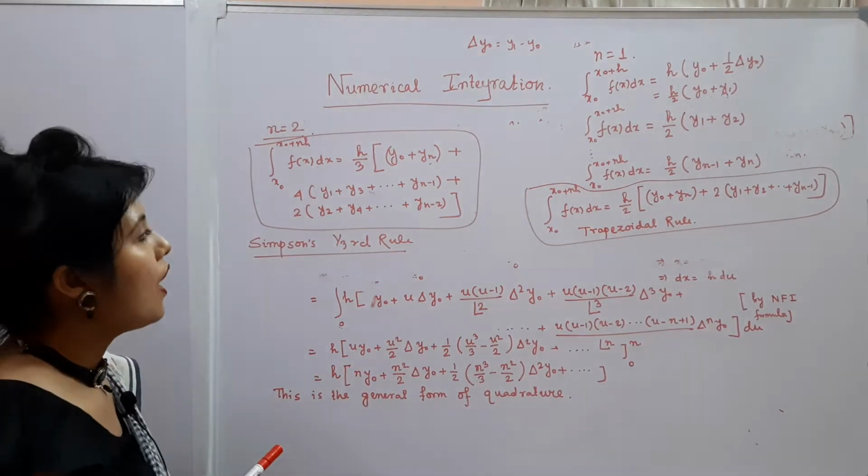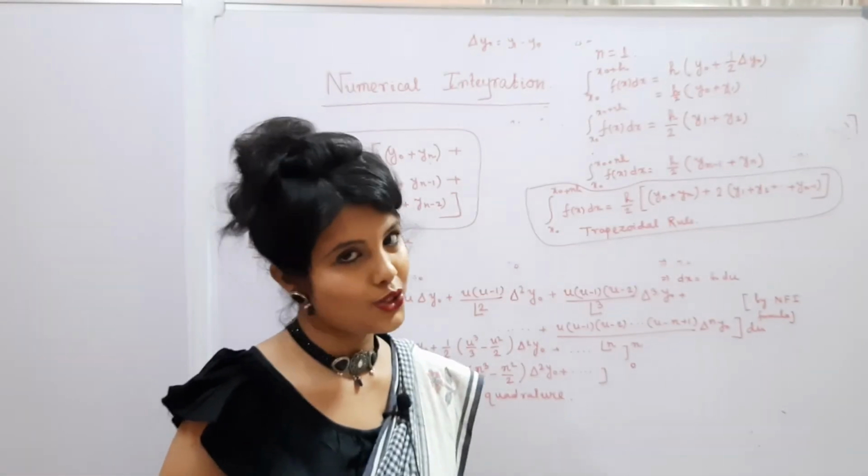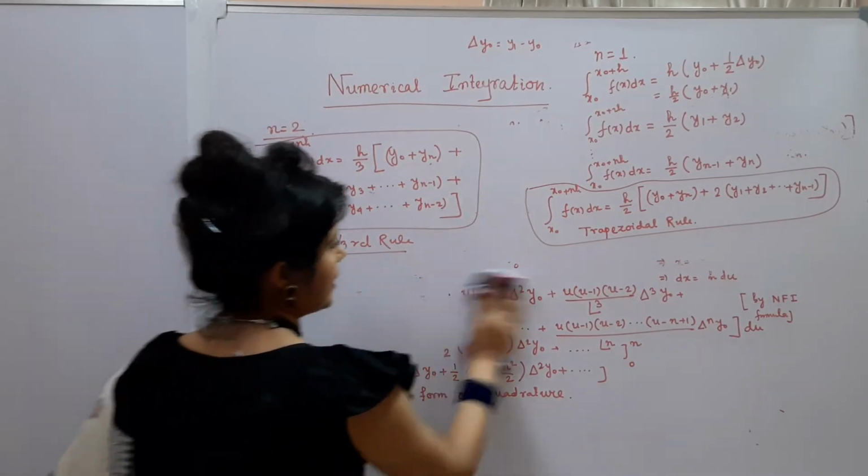Now I am going to discuss some problems on the trapezoidal rule and Simpson's 1/3 rule.